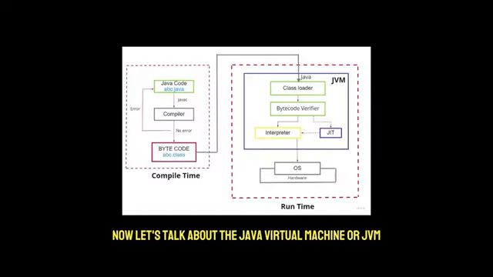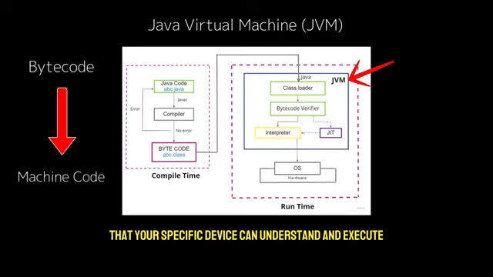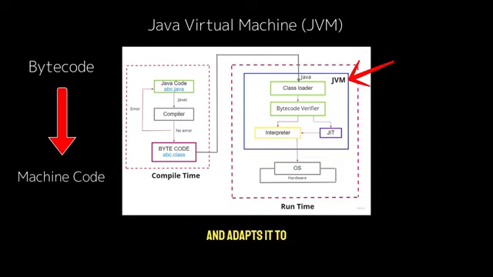Now let's talk about the Java Virtual Machine, or JVM. The JVM is responsible for translating bytecode into machine code that your specific device can understand and execute. It's the translator that takes the universal bytecode and adapts it to the architecture of your operating system and hardware. It's fully multi-platform. You have Windows, macOS, or Linux all running the same Java app. This is how Java achieves its famed portability. No matter where you run your code, the JVM ensures it runs the same way.